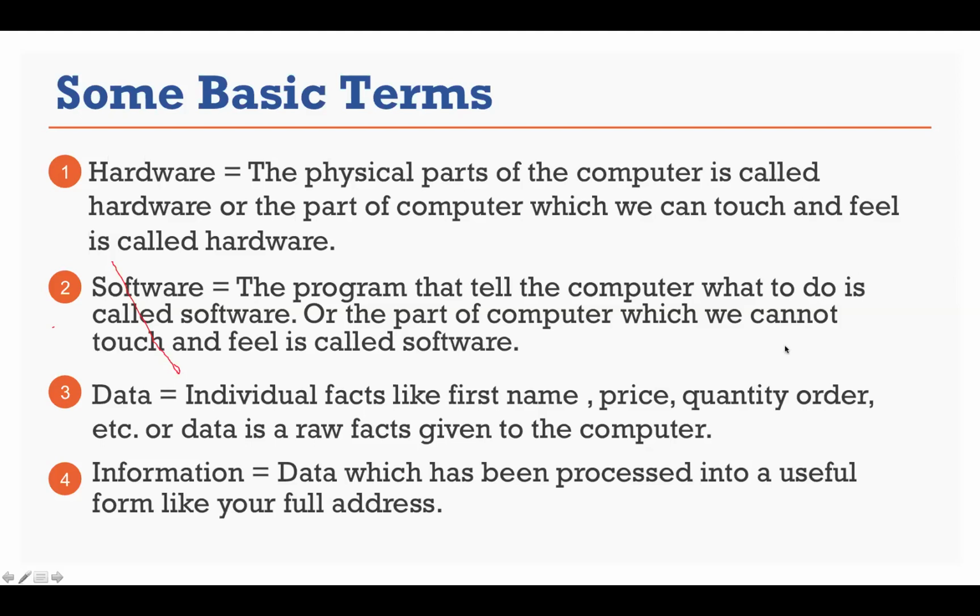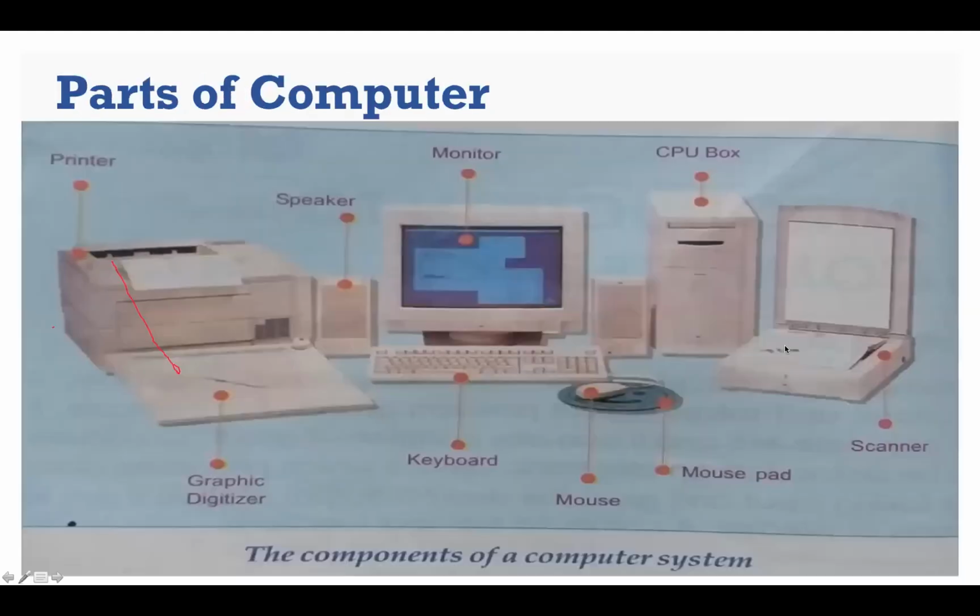Okay, another one now. You know the parts of the computer. We have got different parts. You can see in the picture the parts. Printer is there, speaker is there, monitor, keyboard, mouse pad, CPU box, scanner. These all are the parts of the computer. And in a computer we can also use a joystick, trackball, touch pad. These all are parts of the computer nowadays. So these are the main parts of the computer that we use.